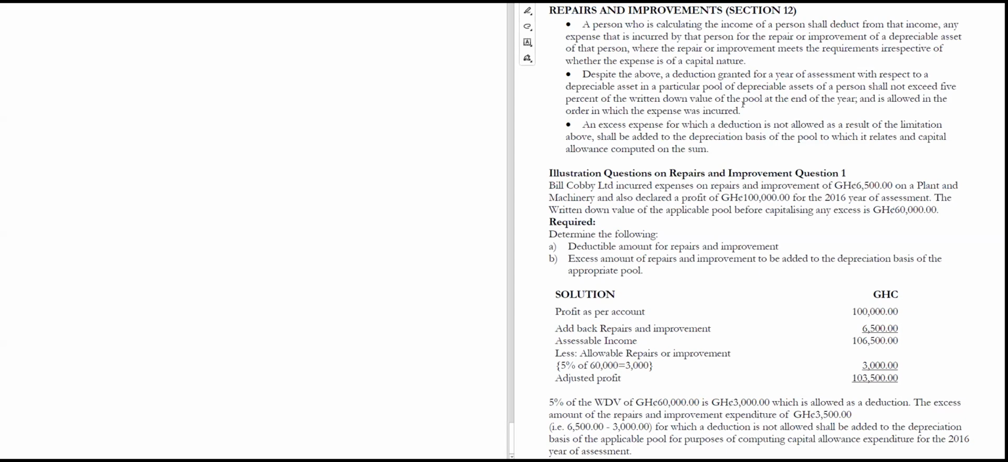Okay, despite the above, a deduction granted for a year of assessment with respect to a depreciable asset in a particular pool of depreciable asset of a person shall not exceed 5% of the written down value of the pool at the end of the year. Okay, so always you have to do repairs and improvements, separate working to get the pool at the end of the year. Apply 5% on it, and that becomes what? The revenue portion.